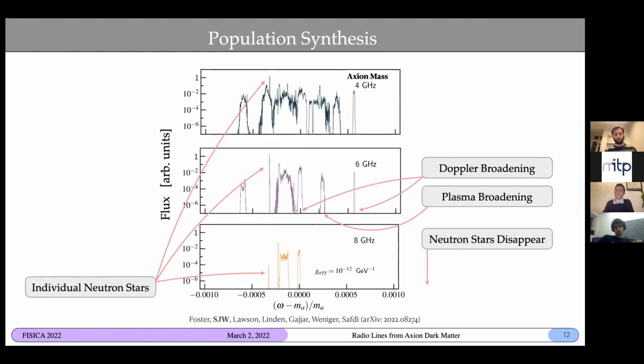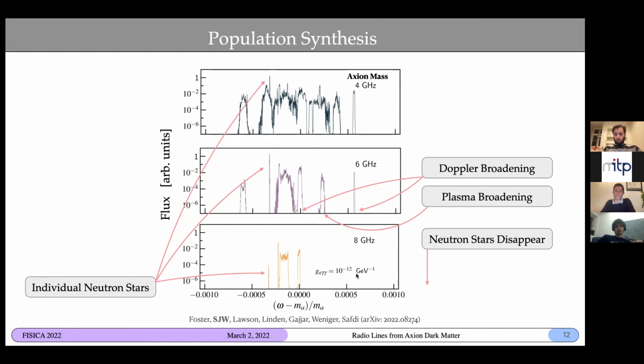And finally, you can look at the disappearance of neutron stars as you increase mass. And this is simply as a consequence of the fact that in order to induce resonant conversion at larger axion masses, you need larger plasma densities, and these can only be accommodated with more active neutron stars or larger magnetic field neutron stars. So you expect these generically to fall off at larger frequencies.